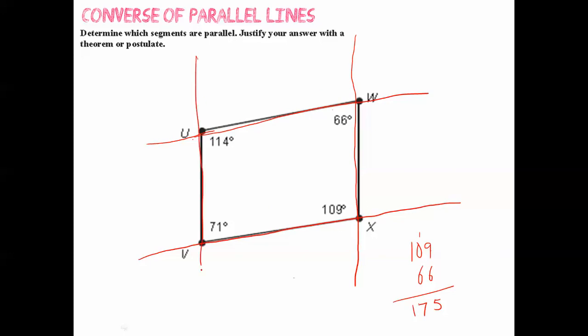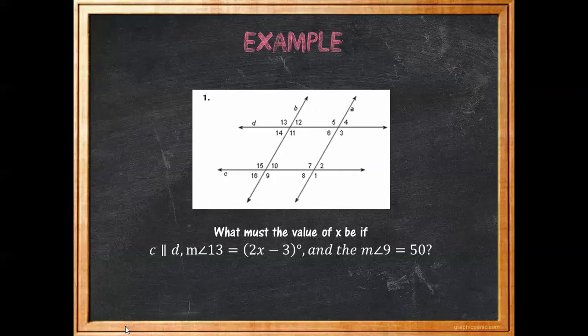So now, let's look at these two lines right here. In order for these two lines to be parallel, we would want 114 plus 66 to equal 180. And if you add those up, you do find that they do equal 180. So we know that line WX is parallel to UV because of the converse of same side interior angles.